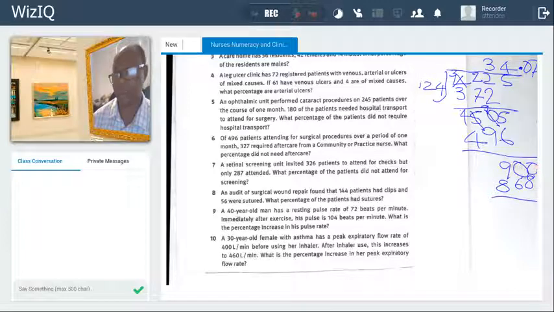8. 0 take away 8 is not possible. I need to borrow 1. Now there's nothing here, so I'm going to borrow from here. So I'll remain with 8. I borrowed 1, this becomes 10 here, and then I'm going to borrow 1 from there, so there's 9 left. That one becomes 10. 10 take away 8 is going to be 2. 9 take away 6 is going to be 3.